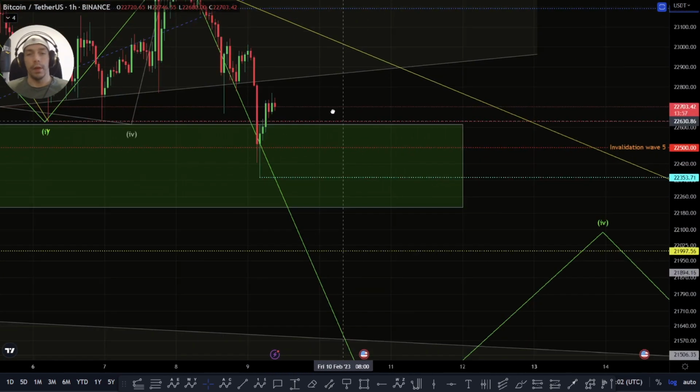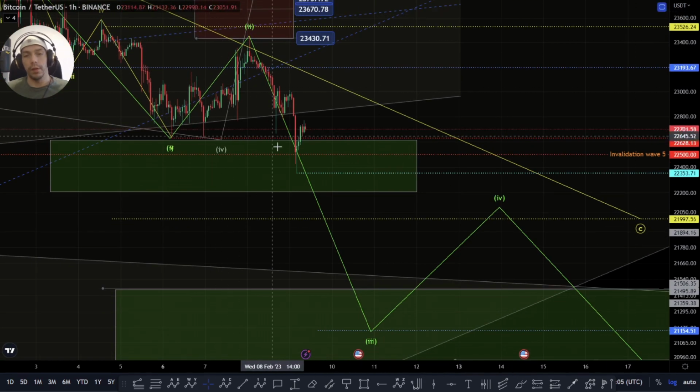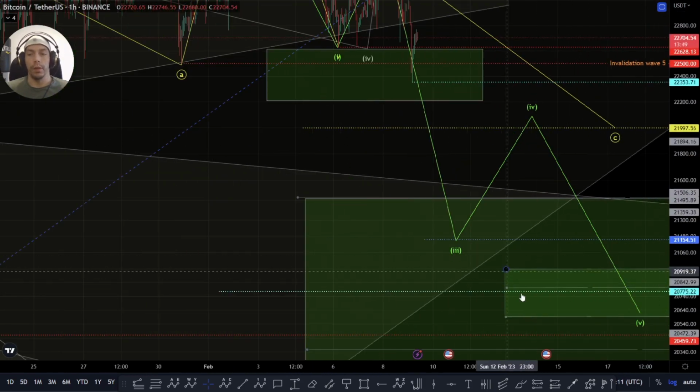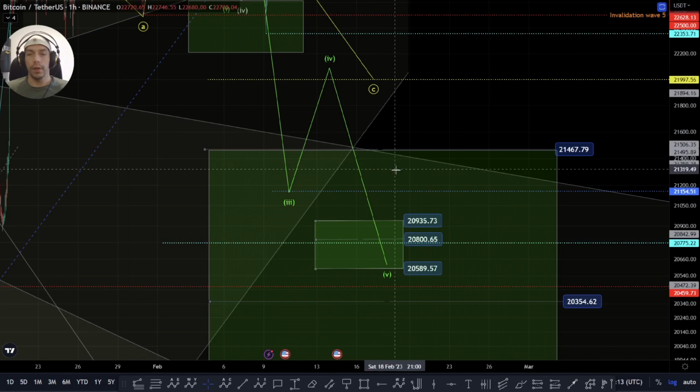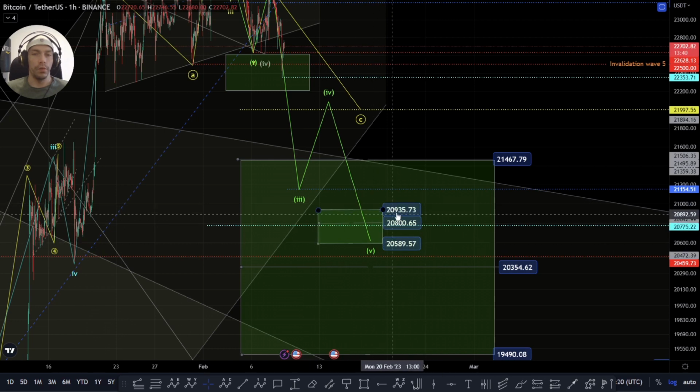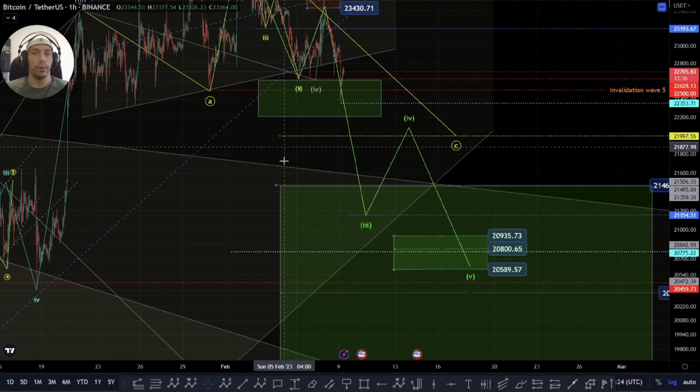Okay, so that's what we're looking for here. This is basically looking for this third wave as a simple move here, where this is just a 1, 2, and then we're actually looking to break down in just a simple structure, which could take us down towards this zone, this 20,354. This is a zone we're looking for. I mean, this target zone here would be 20,935 to 20,589. So we'll have to see.